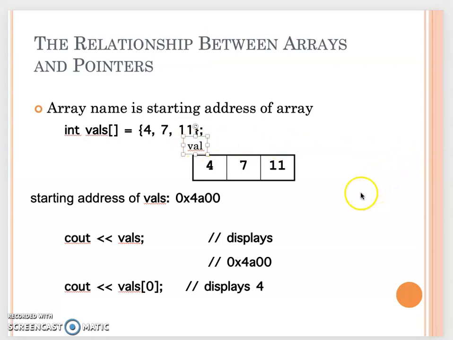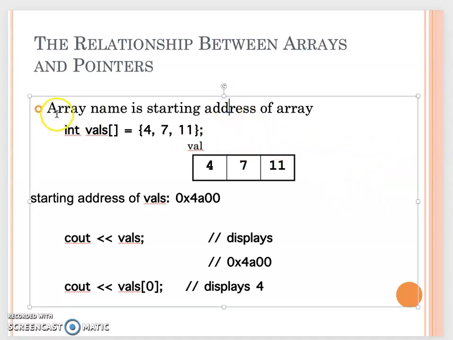So here I want to show you the array. You can see this one, the array name is the starting address of the array. This one we don't talk about too much, so let me focus on showing you what it means. When I declare an int array called vals with the brackets 4, 7, and 11, we initialize an array called vals with 3 int data values. That's why you see our array has 4, 7, 11.